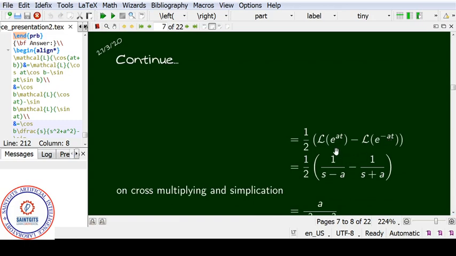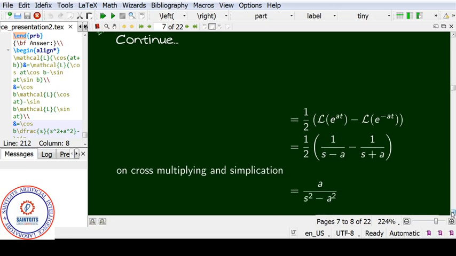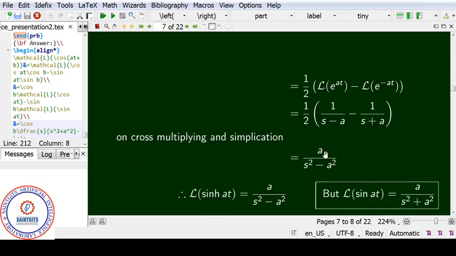But we know that Laplace transform of exponential function is equal to 1 by s minus the coefficient of t in the power. So 1 by s minus a. So L of e raised to minus at is 1 by s minus minus a. That is 1 by s plus a. Now we simply cross multiply this expression and simplify. So we got a divided by s square minus a square.